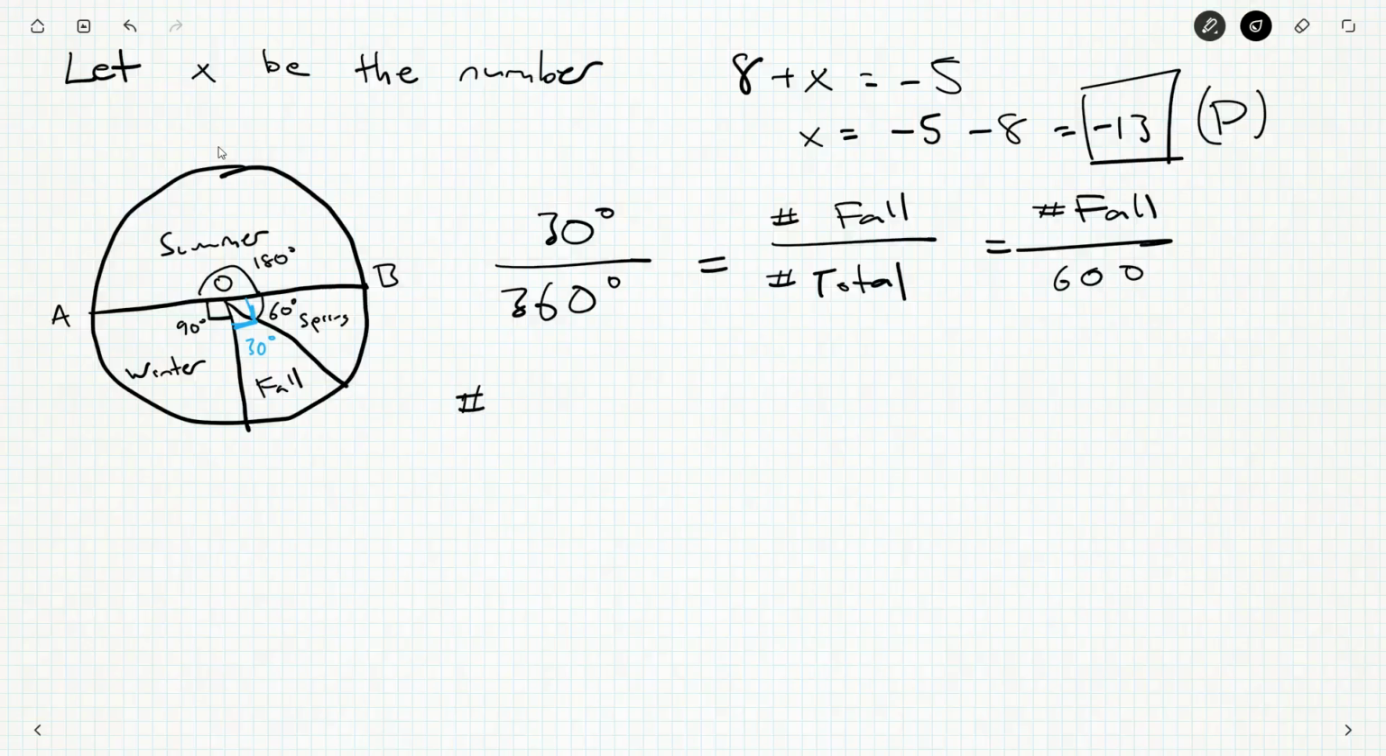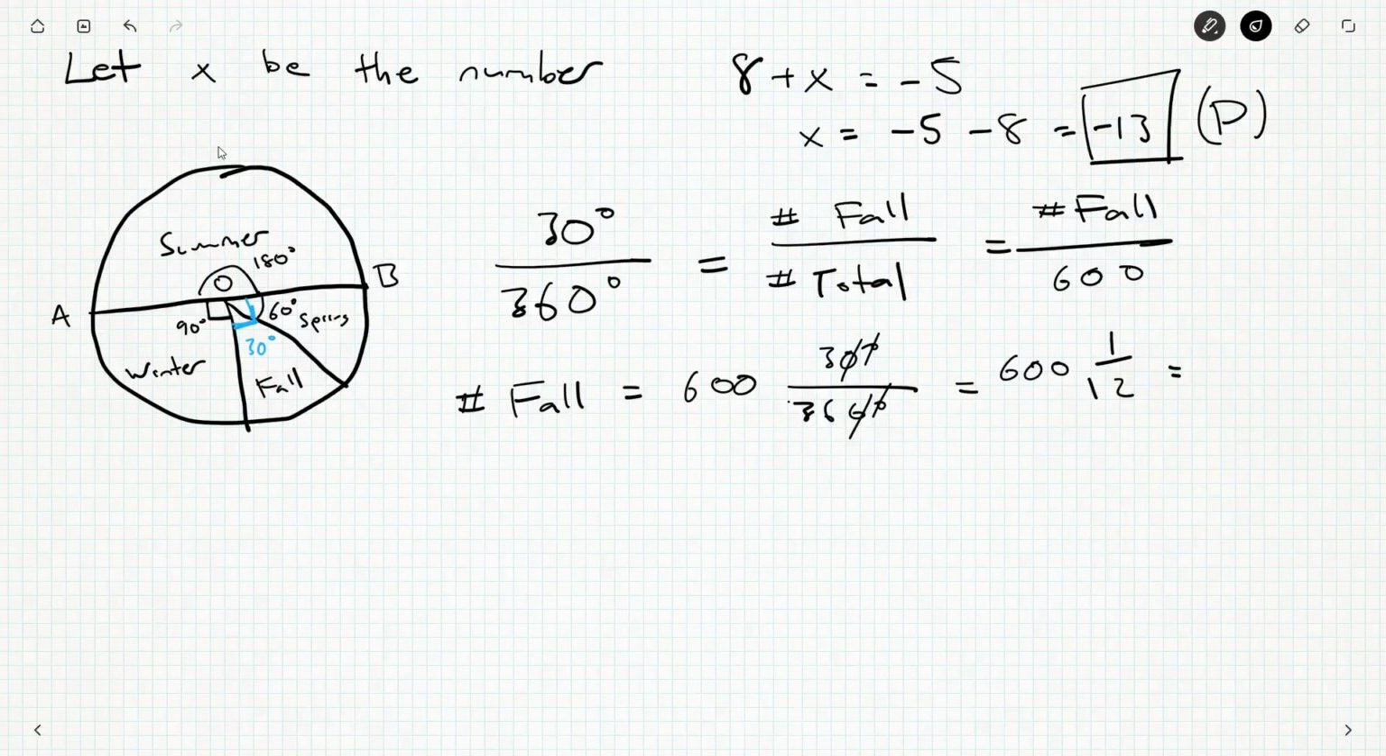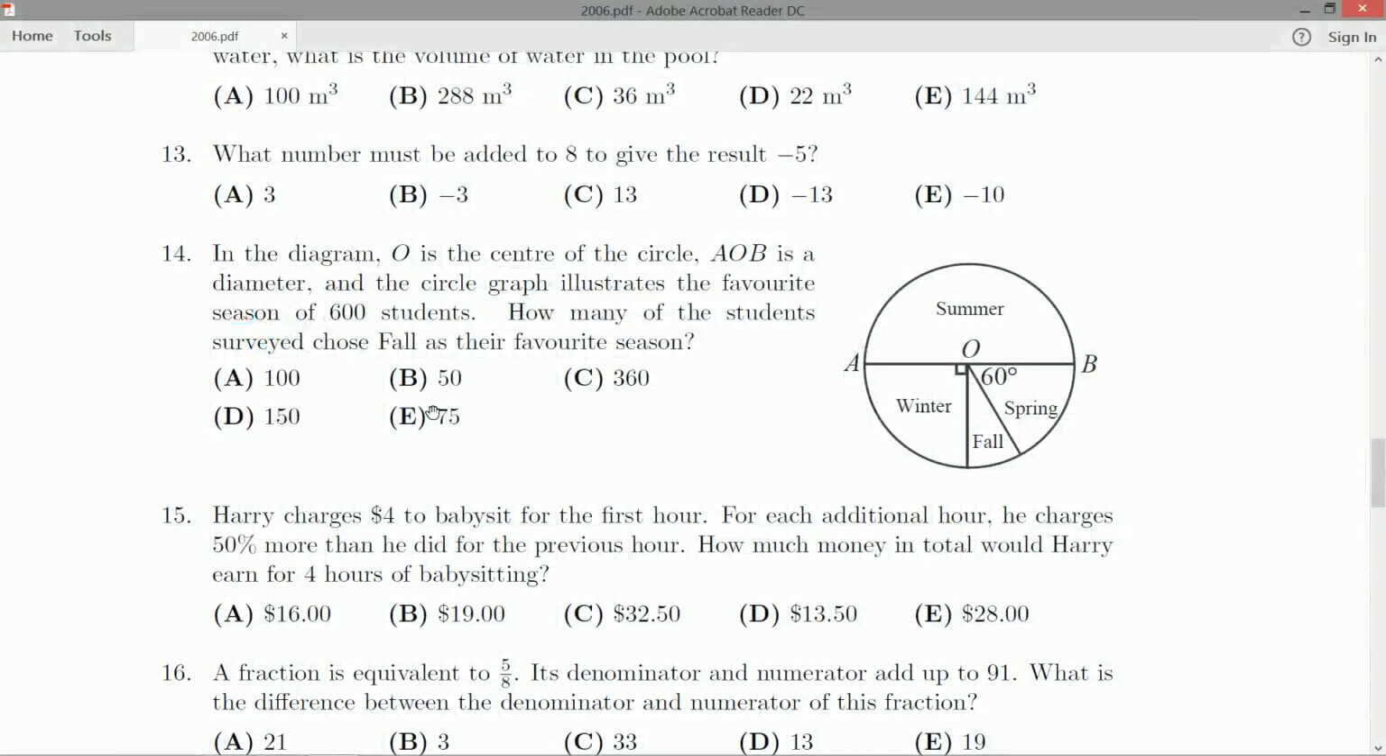For example, the number who like fall, we just multiply this 600 over 30 degrees, 360 degrees. You can reach for your calculator, or you could say, well, the zeros are going to cancel out, the degree symbols are going to cancel out. 3 goes into 36 12 times, so this is going to be 600 times 1/12. And then 12 goes into 60 five times, so it should be 50. So 50 students should like fall. Is that one of the possible answers? Because that would build our confidence in it. And yeah, B, 50.